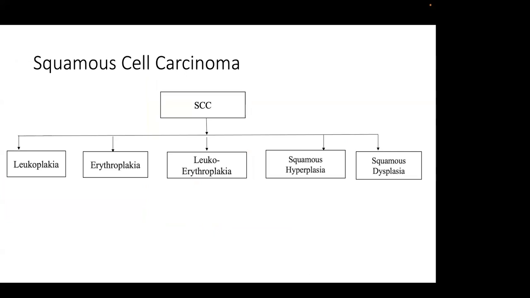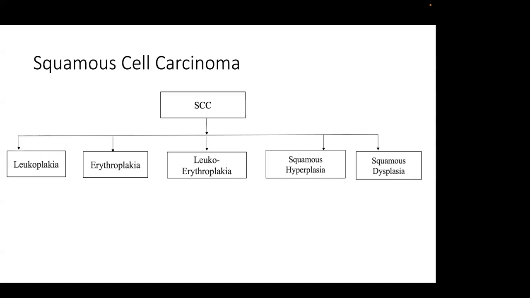Just to complete, squamous cell carcinoma, as already discussed, leukoplakia, erythroplakia, and leukoerythroplakia are the precursors. Further, you'll have squamous hyperplasia. Basically, the normal oral and pharyngeal mucosa is non-keratinized, and it originates from a single layer of basal cells. They will mature and ascend towards the mucosal surface, and they will become larger in size because of cytoplasm which contains keratin.